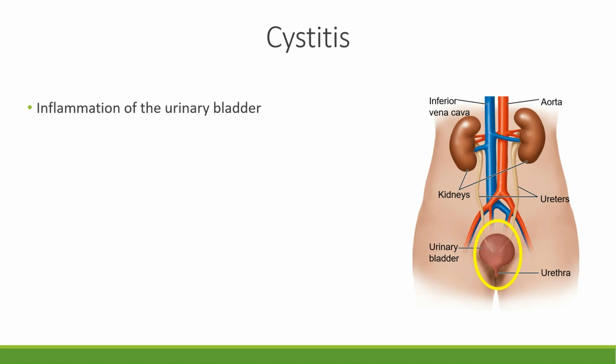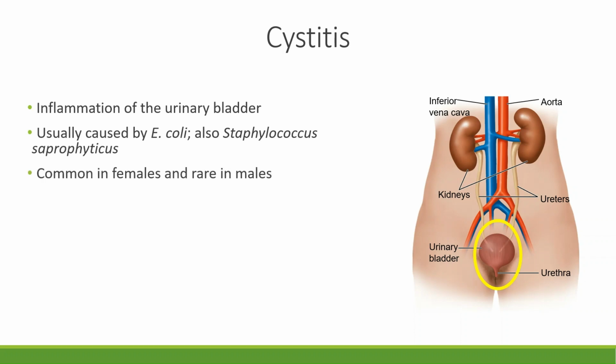Cystitis is inflammation of the bladder. Usually, this is caused by a bacterial infection. The most common cause is Escherichia coli, or E. coli. This is a bacterium that's normally found in the intestines. Another possible cause is Staphylococcus saprophyticus, which is more common in sexually active women.